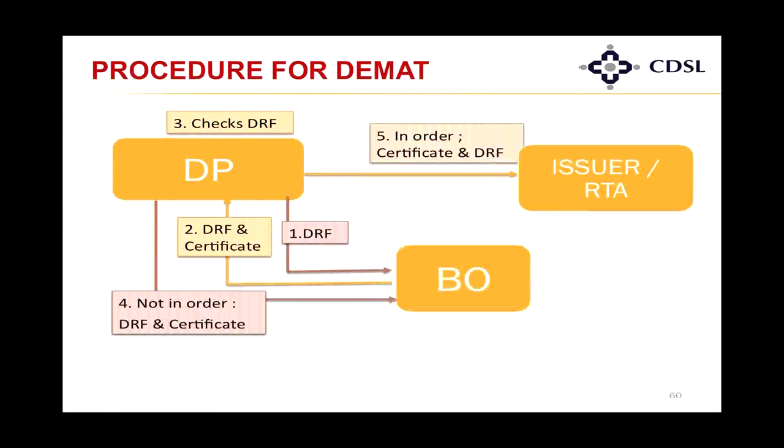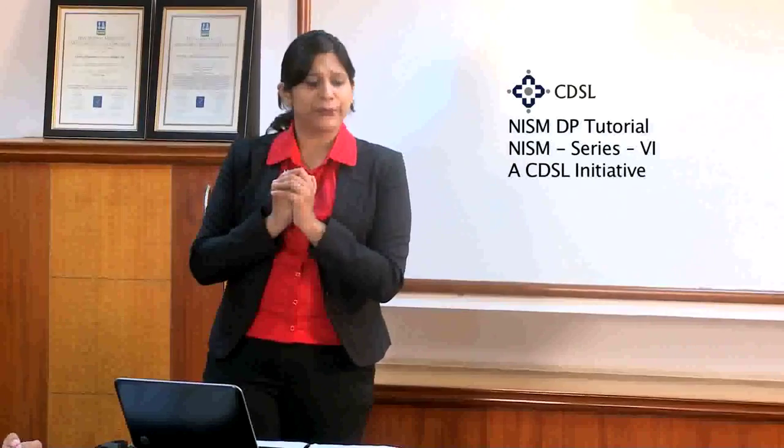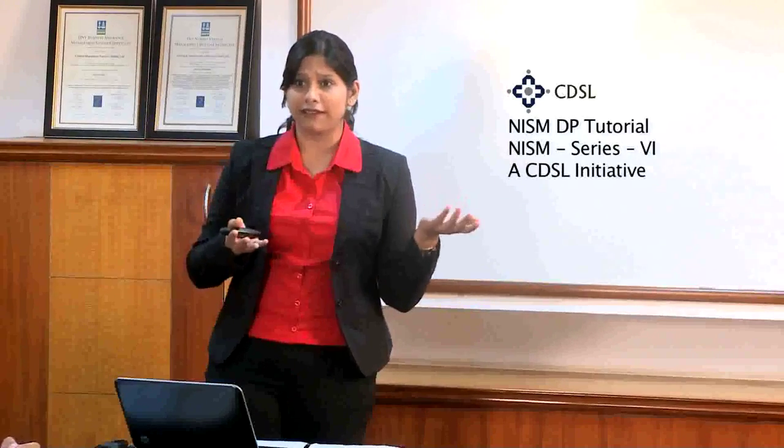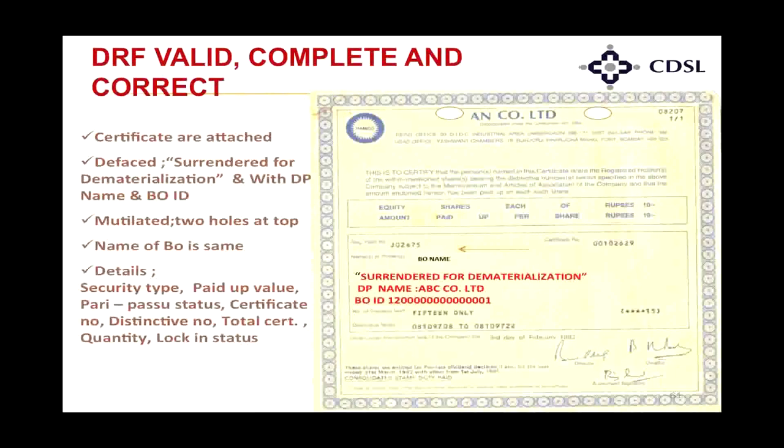Now DP will check if it's proper. If there is some discrepancy or you have not filled it correctly, then he will give it back to you, or else he will send it to the RTA. Now how do you find out if you have filled it correctly? The next slide shows a physical certificate. The first thing you have to check is if you have defaced it and put a mutilation. Defacing is just putting a stamp that says surrendered for dematerialization, and mutilation is adding 2 dots on top of the certificates.